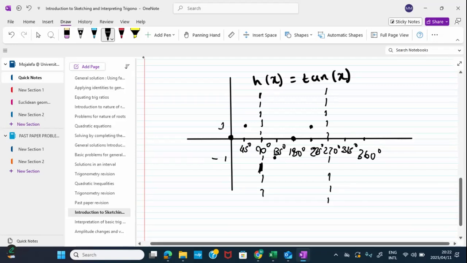And 315. Can anyone type tan 315 in their calculator? It's -1. Okay. Please verify what is tan 225.